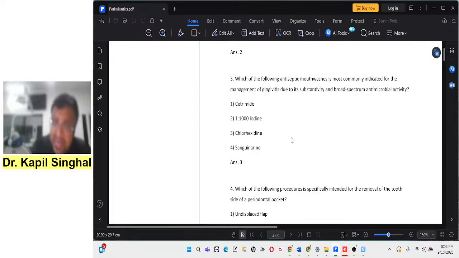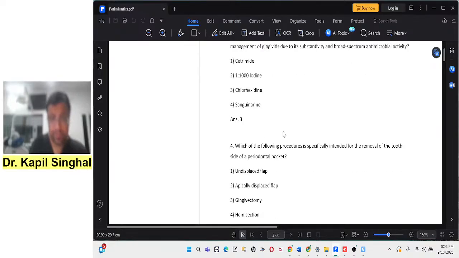Now, what is substantivity for chlorhexidine? They may also ask you a question on how long this substantivity effect lasts. It is for 12 hours. So the question they can also ask is for how long the substantive effect of chlorhexidine is. It is for 12 hours. So the answer here would be 3.